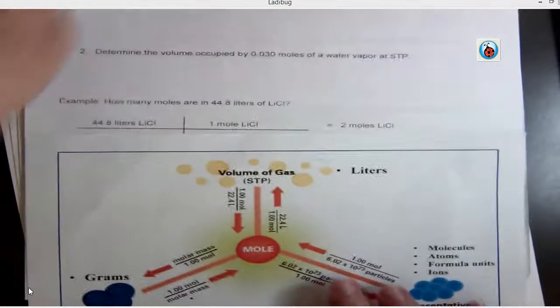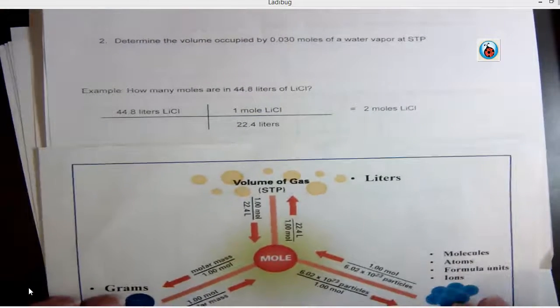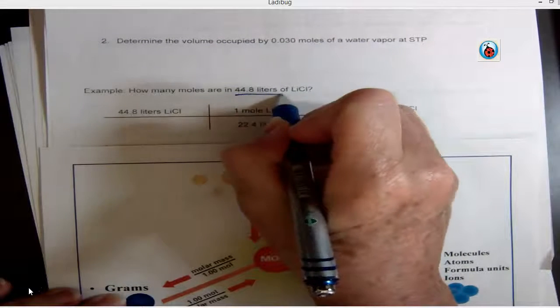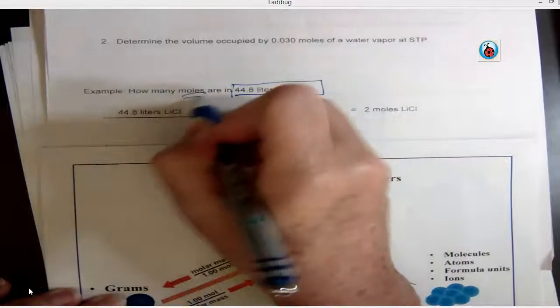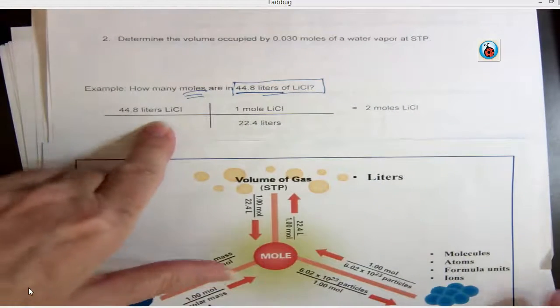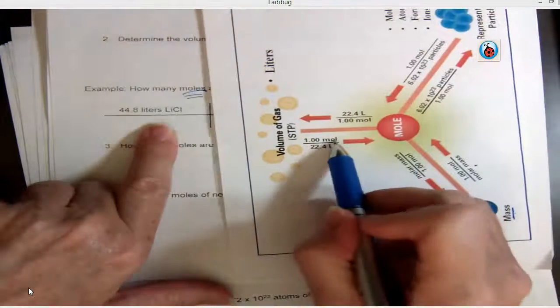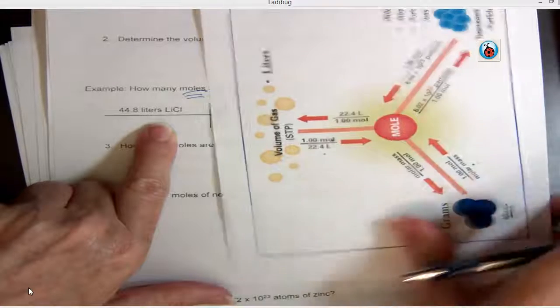Then as we go down here, we're going to flip that equation around. Let's look at this example. We're going from, what, liters. This time I know I have 44.8 liters of lithium chloride, and I want to know how many moles. So what goes in my start box? 44.8 liters. If I'm going from liters to moles, I put 1 mole of the substance on top, 22.4 liters on the bottom, which is what we have here.